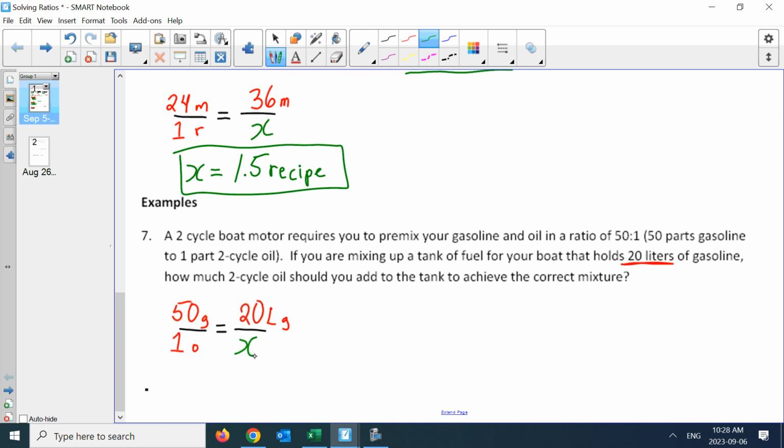And the math is fairly easy because you're going to use a calculator, right? 20 times 1, divided by 50.